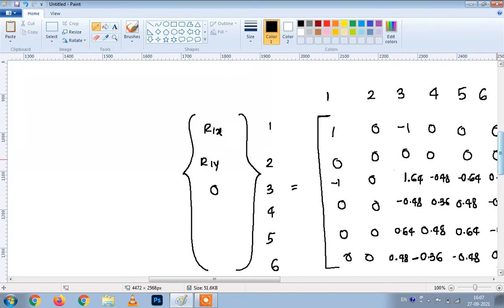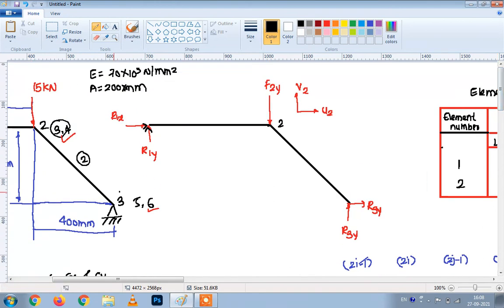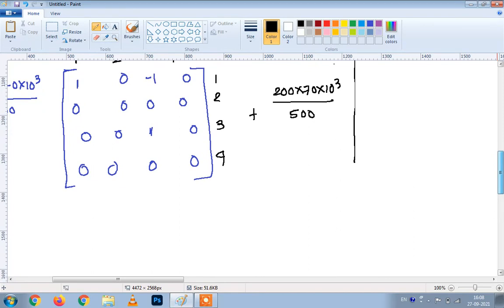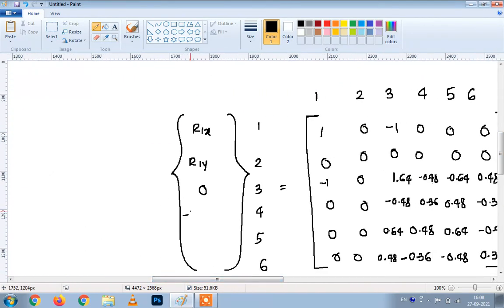In y direction, we are having the force of minus 35 kilonewton. Why is it minus? Because it is acting in the vertically downward direction. So it will be minus 35 kilonewton. So we have to write down here minus 35 kilonewton. So 1, 2, 3.